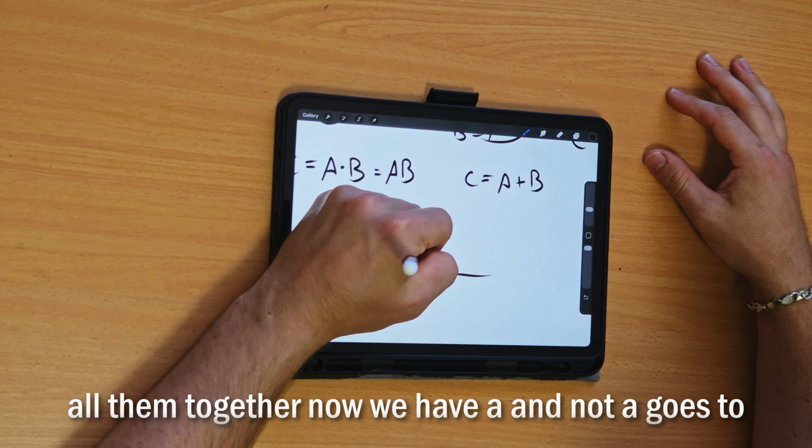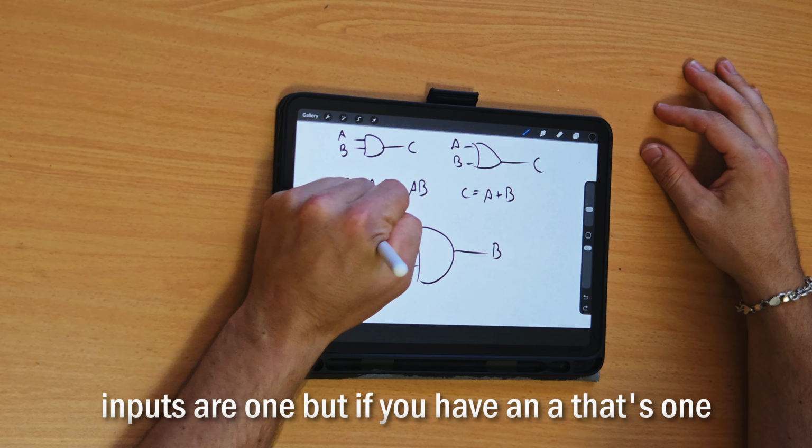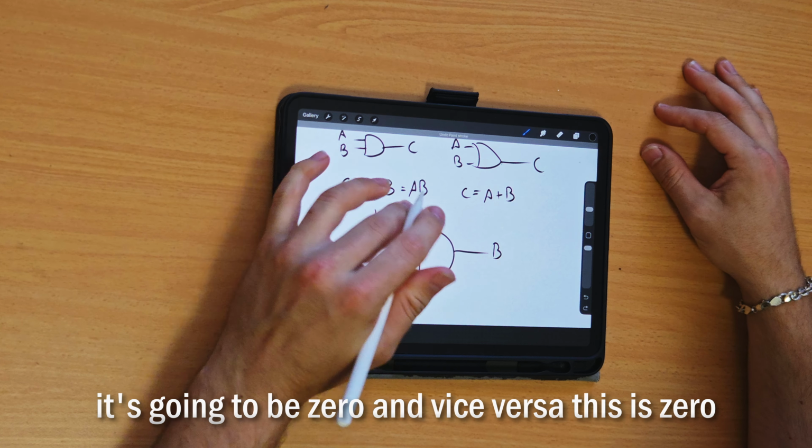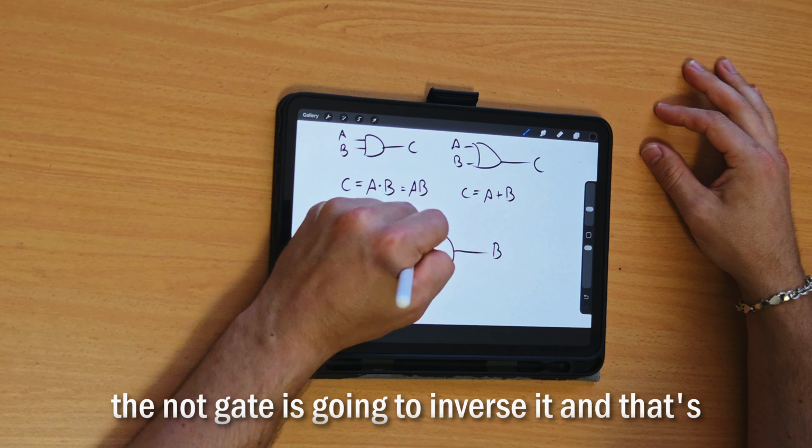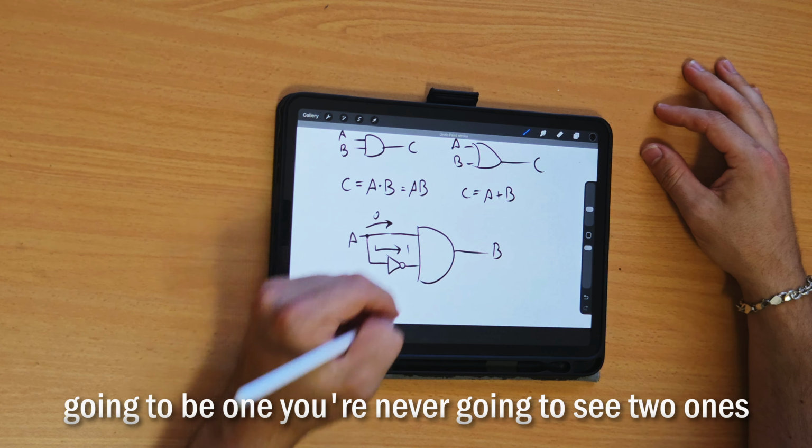If you AND something with its opposite, that's always false, because an AND gate is only 1 when it sees both inputs are 1. But if you have an A that's 1, this is going to be 0, and vice versa. This is 0, the NOT gate is going to invert it, and that's going to be 1. You're never going to see 2 1s. So the output of this is always 0.